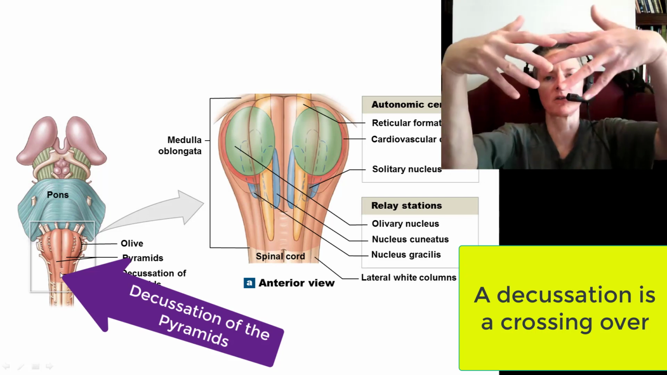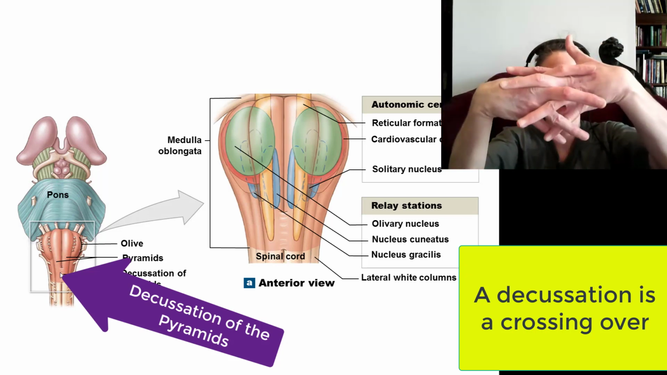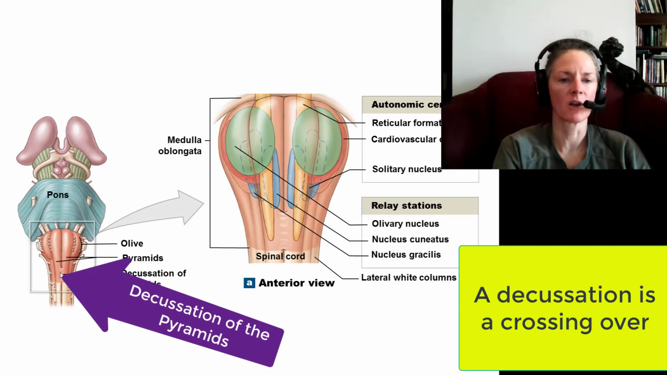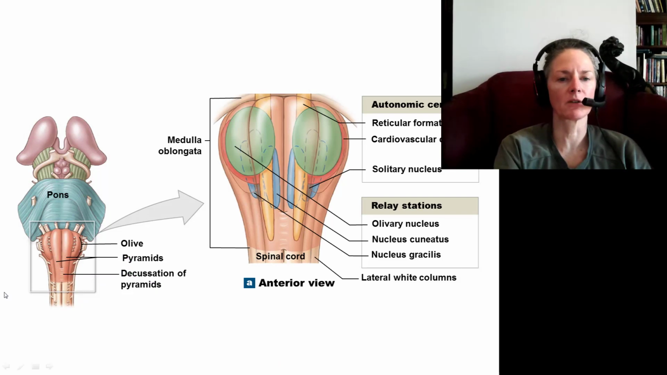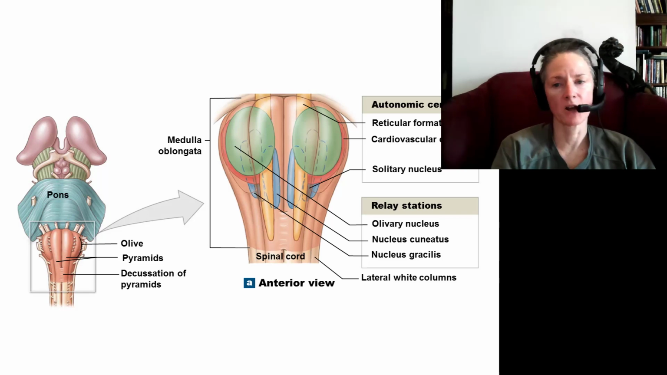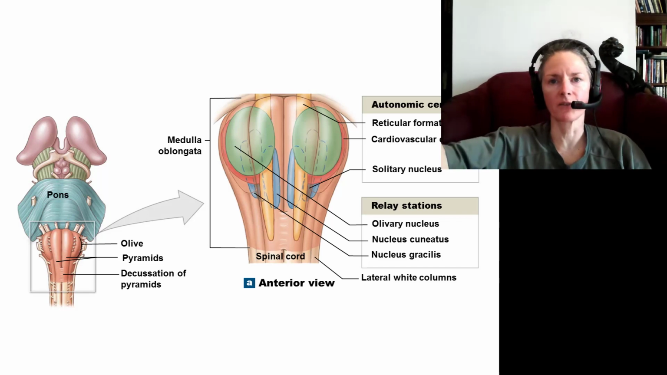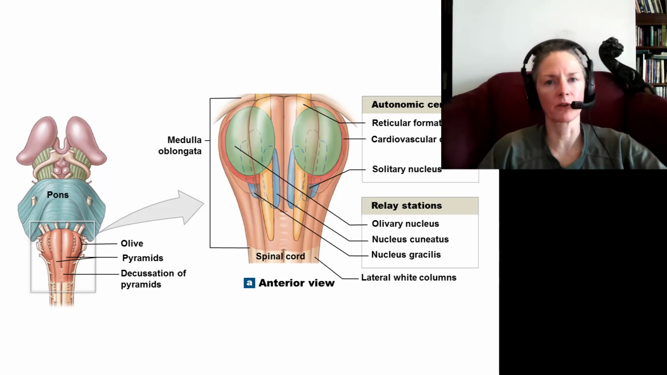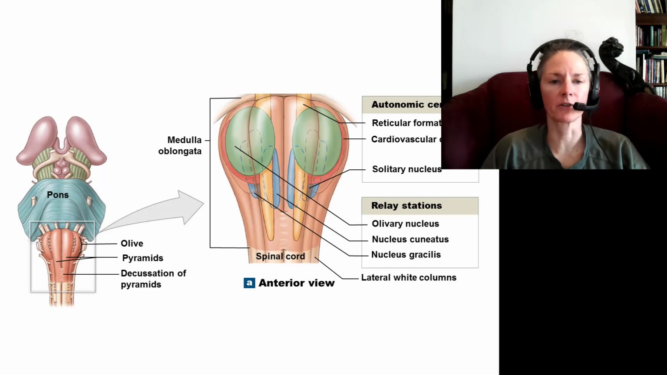And decussation literally means crossing over. So hence the name decussation. So we have these pyramid-looking structures here, which are white matter tracts that are descending from the cerebral cortex with information about motor commands. And as you probably already know, the right side of your brain controls the left side of your body and vice versa.